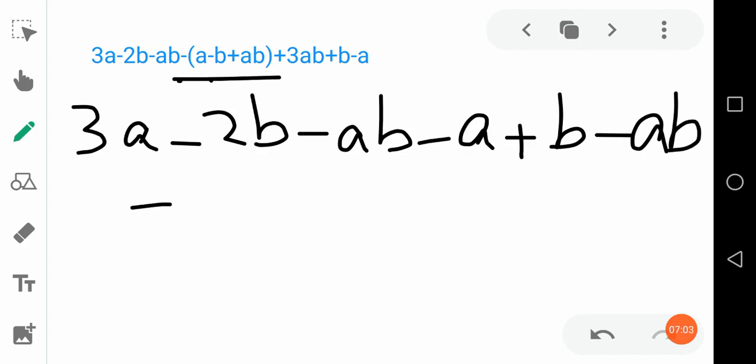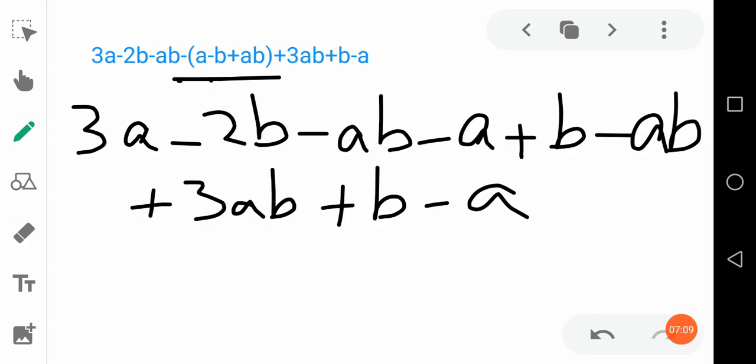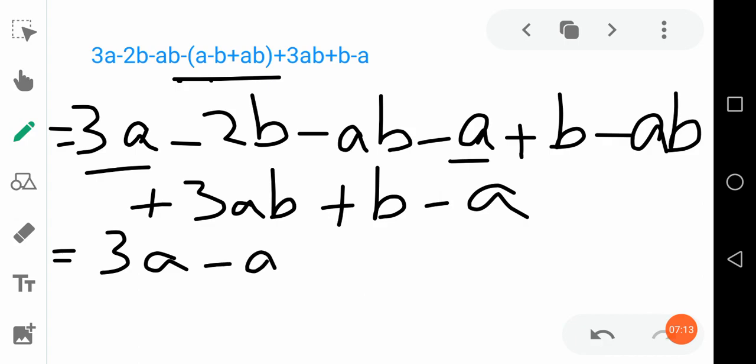Now the other terms, that is plus 3ab plus b minus a. Clear? Put one equal to before this. Okay. Now collect all the like terms. So the first term is 3a. So 3a is here. Any other? Here you can see minus a. Okay. 3a minus a. Then here also minus a is here.